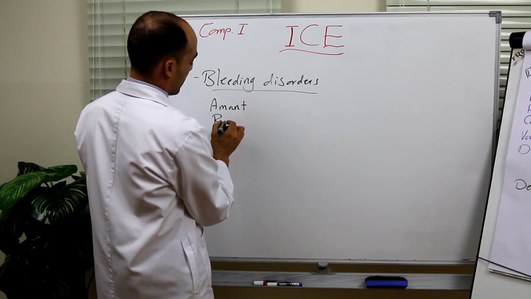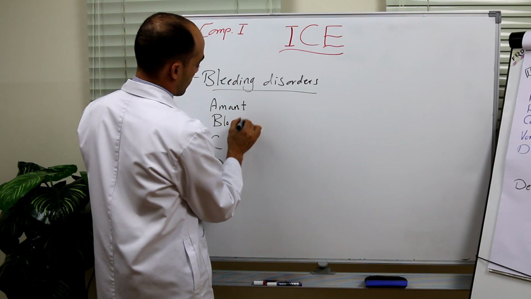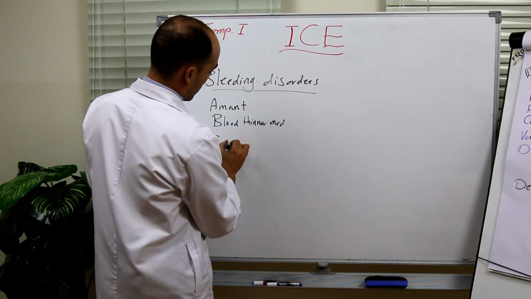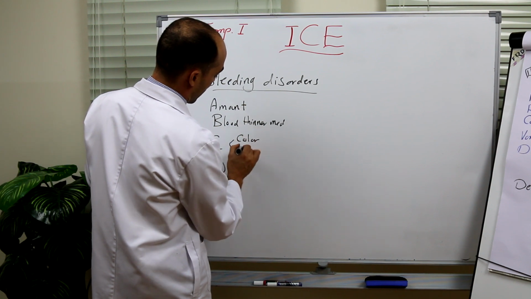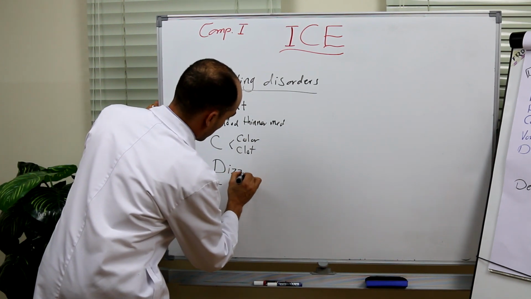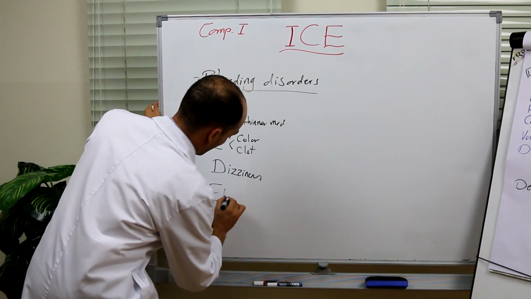Amount. B for blood thinner meds. C for the color and for clots. D for dizziness. E elsewhere.